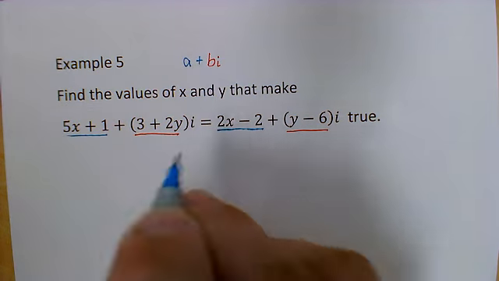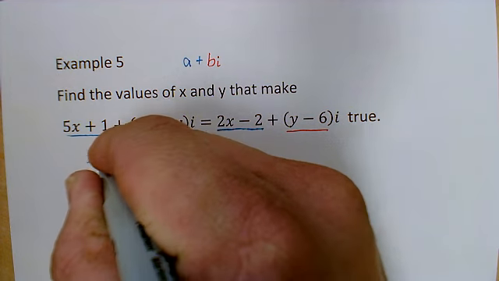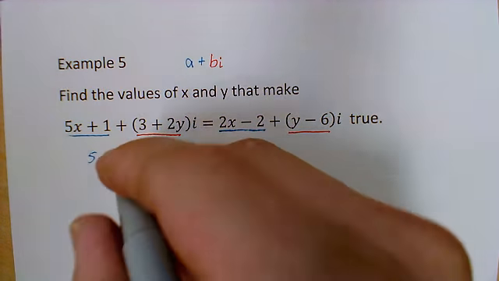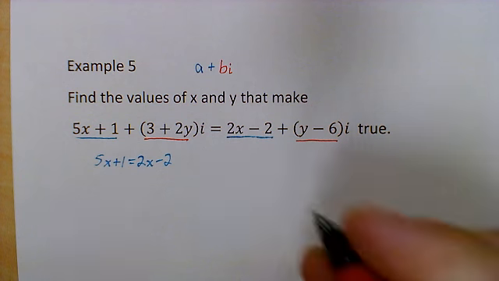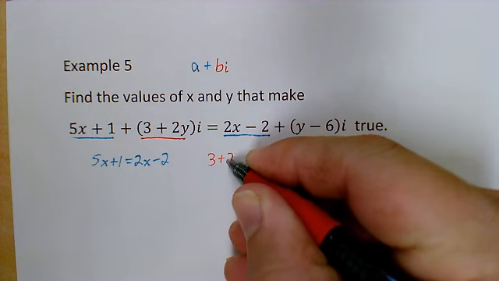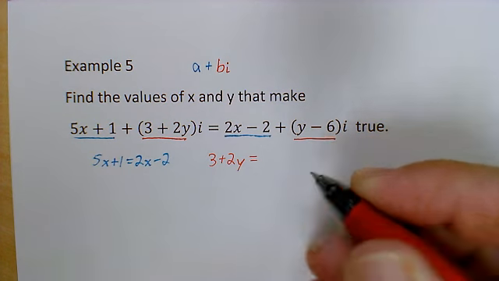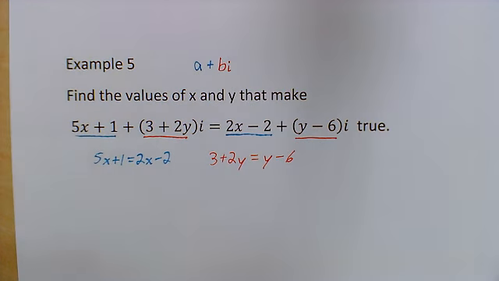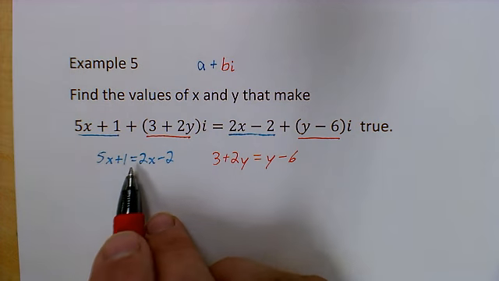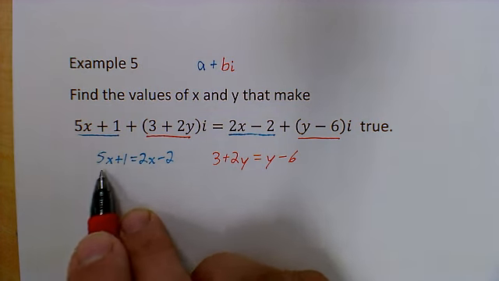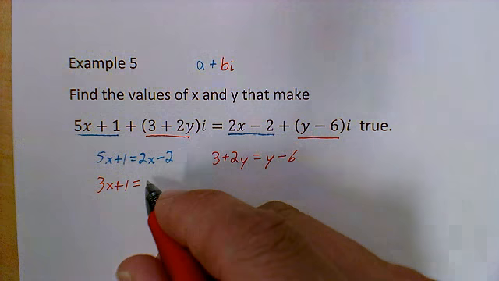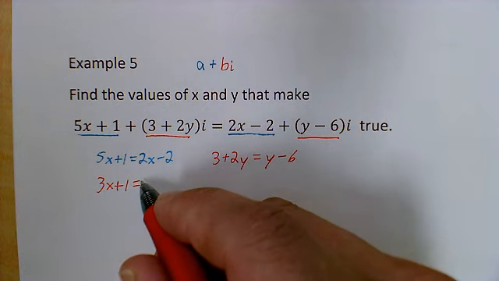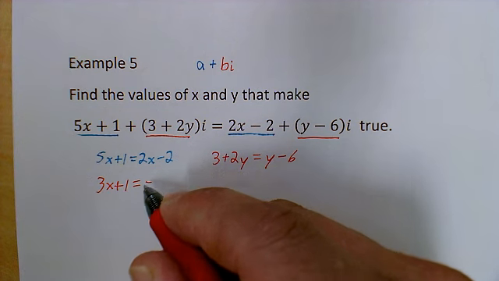So the blues have to match and the reds have to match. So A matches A. 5x plus 1 has to be equal to 2x minus 2. And I also have another equation, which is that 3 plus 2y has to equal y minus 6. Now I'll solve both of these, and this is just basic algebra 1 kind of stuff. So subtracting 2x from both sides creates 3x plus 1. I'm sorry I ruined my beautiful rainbow of colors I had going on, equals negative 2.